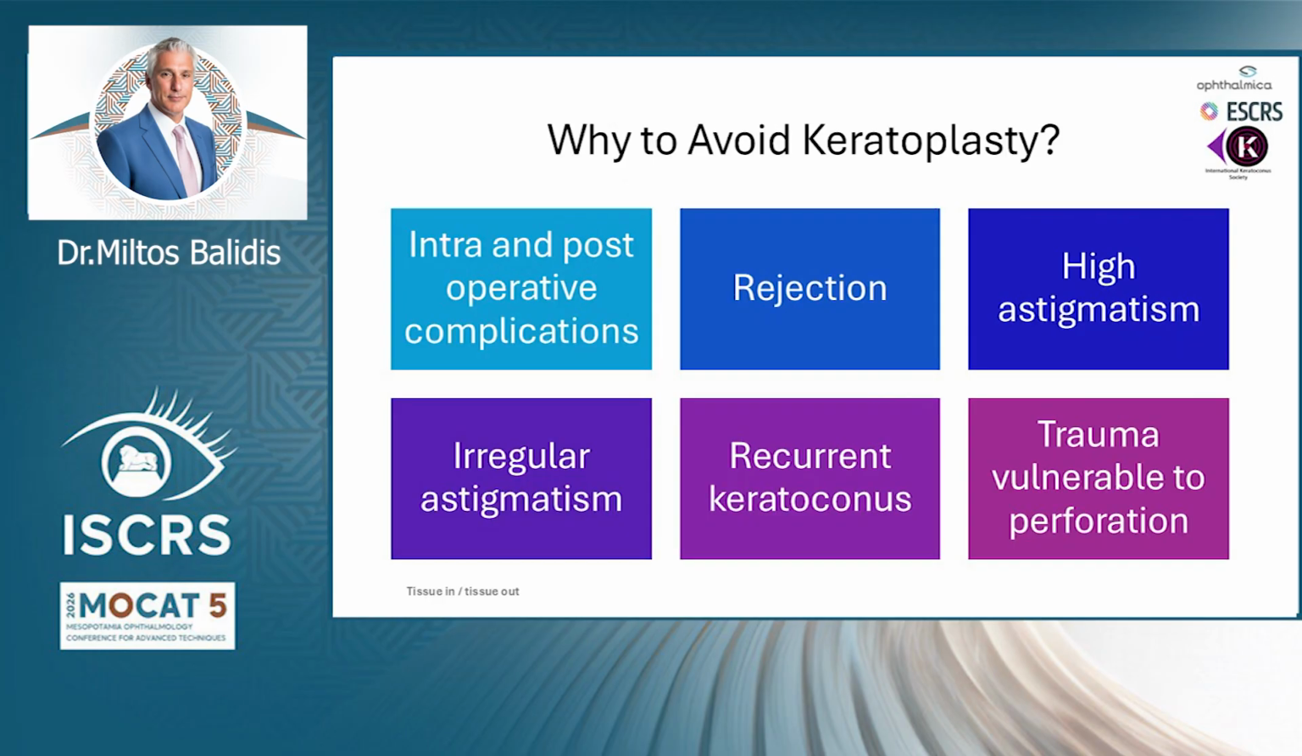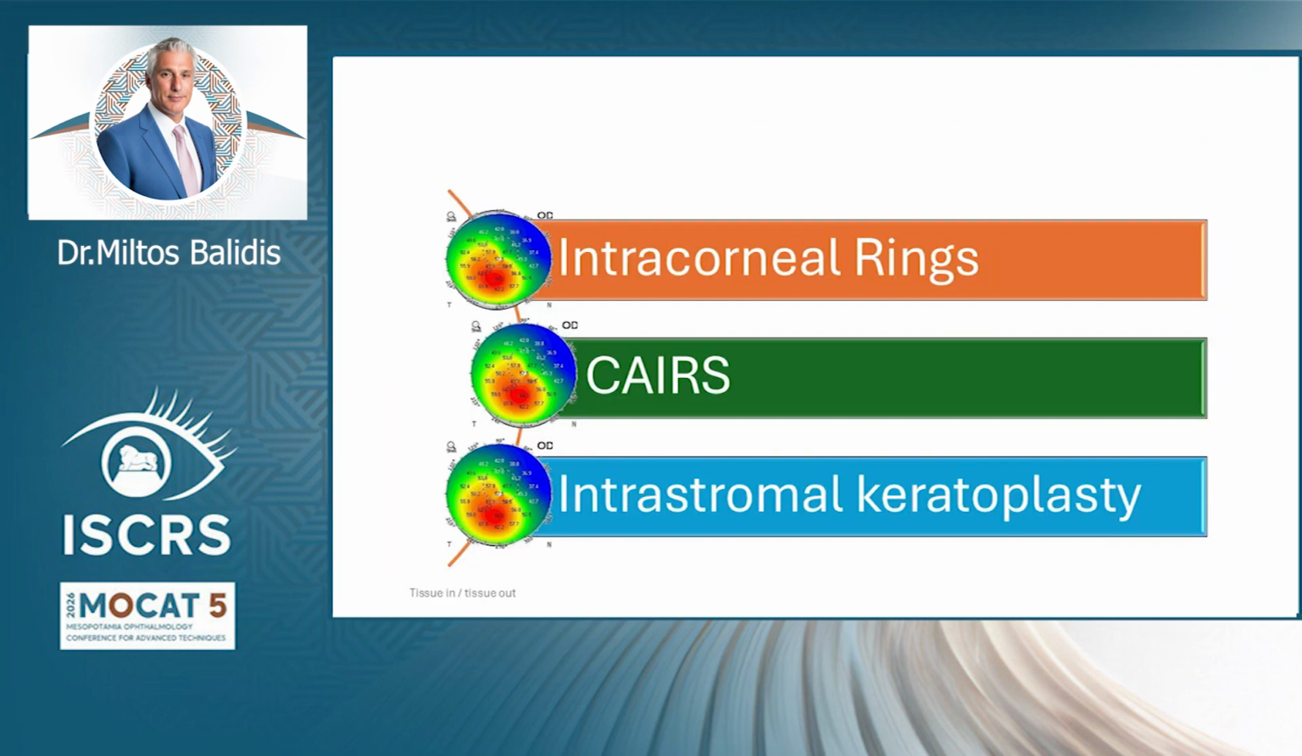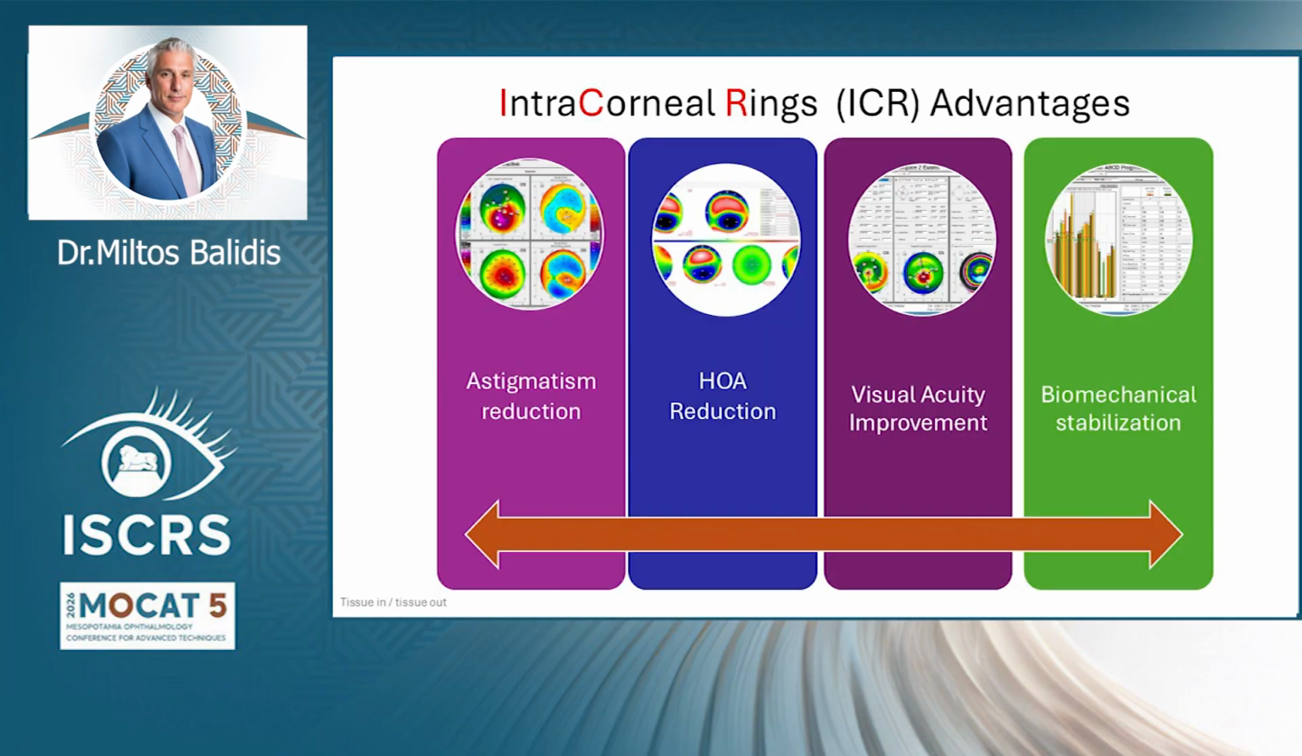Why do we need to avoid keratoplasty? Basically, rejection is one point, although DALK has a very low rate of rejection. High astigmatism, the recurrence also is very important, and the vulnerability to trauma. And what can we use? Either rings, CARES, and intrastromal keratoplasty. For the rings, we have to think about what the benefits are: astigmatic reduction, high order aberration reduction, visual acuity improvement, and of course, a part of biomechanical stabilization.